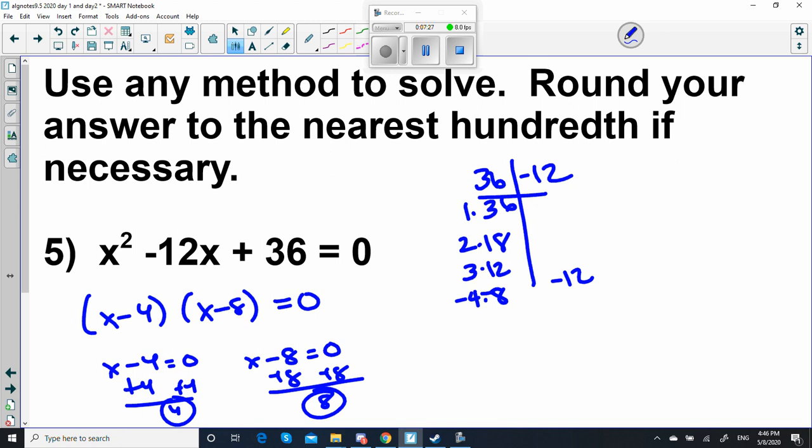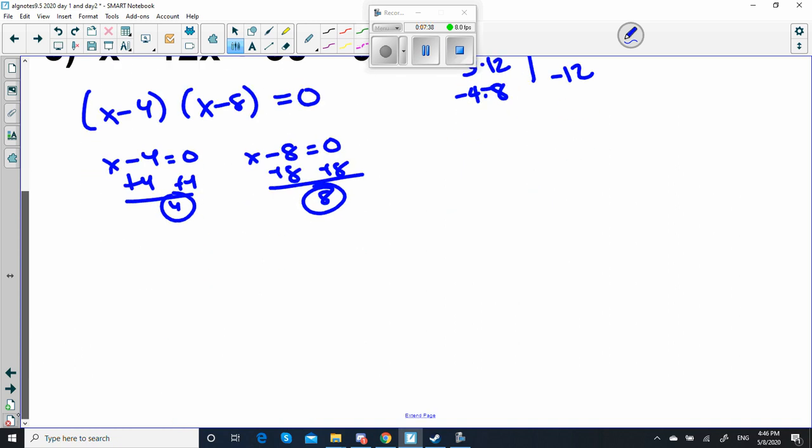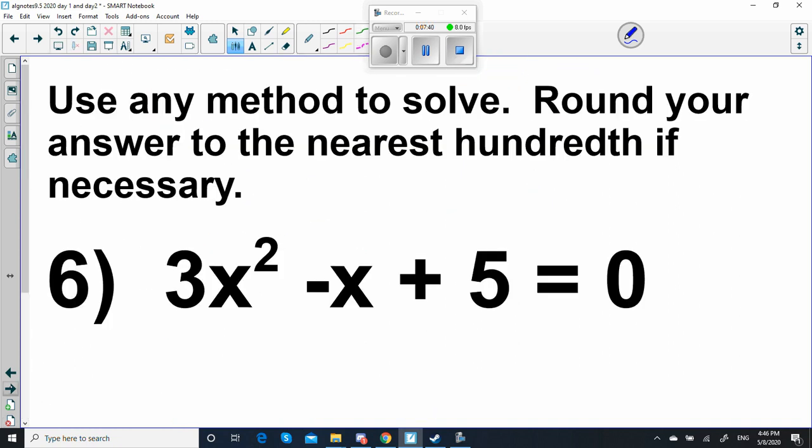Remember, they're called solutions, they're called roots, they're called zeros, they're called x-intercepts, and I did not have to round this one, even though, notice it says if necessary. It says round if necessary. It was not necessary. All right, let's try number 6.